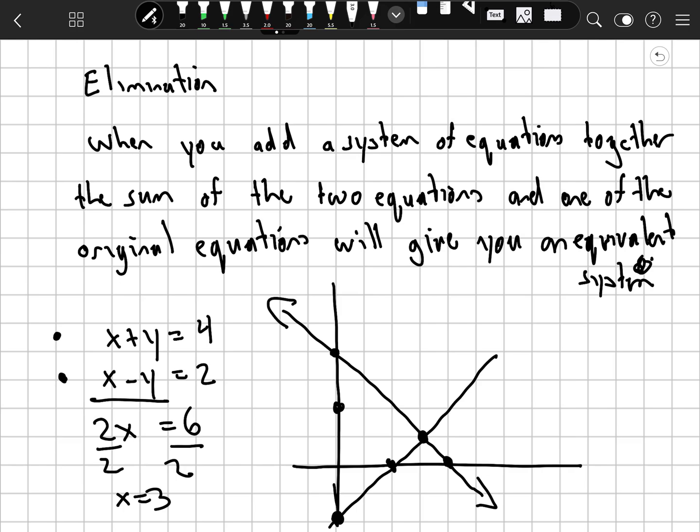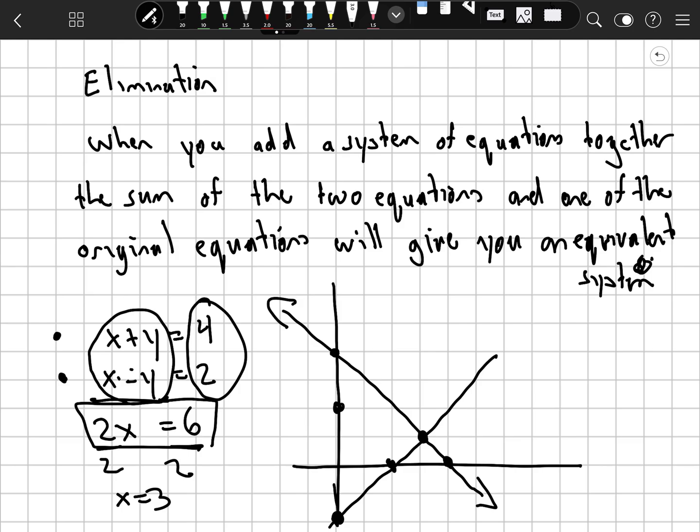But I want to add these two equations together. So let's add this whole left side. I get 1x plus 1x is 2x, and y minus y cancels out. And then we've got 4 plus 2 is 6. So I've got a new equation now: 2x equals 6, based on adding the old equations together. So if you think about it, we're just adding the same thing to both sides, because x minus y is the same thing as 2.